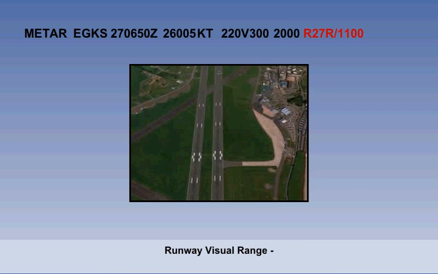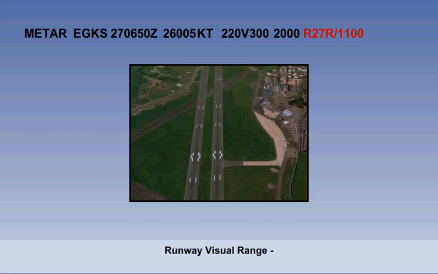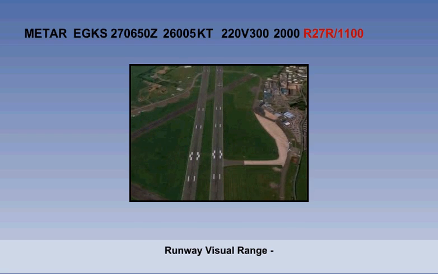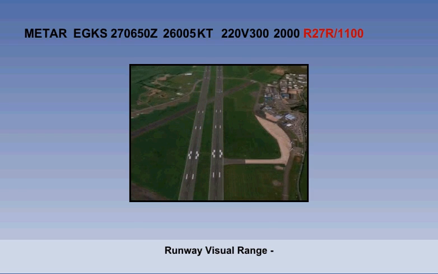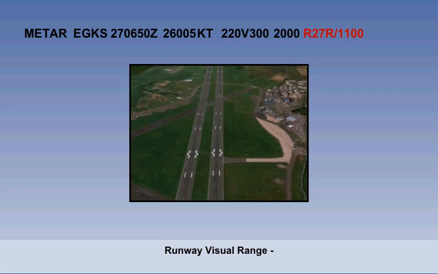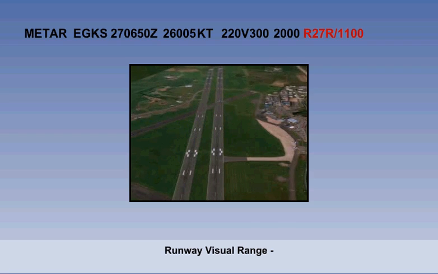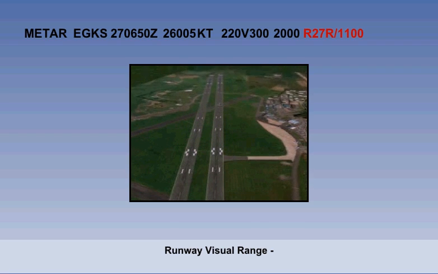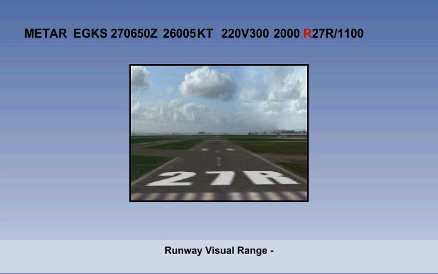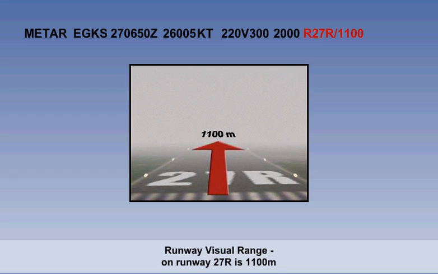In some instances, we can also find the runway visibility information. This is known as RVR, or Runway Visual Range. It's only given when either the horizontal visibility, or runway visual range, is less than 1500 meters. This group starts with the letter R, and then goes on to give the runway in use, followed by the threshold visibility. In our example at Kingsbridge, let us consider a MET visibility of 2000 meters, with an RVR on runway 27 right of 1100 meters.